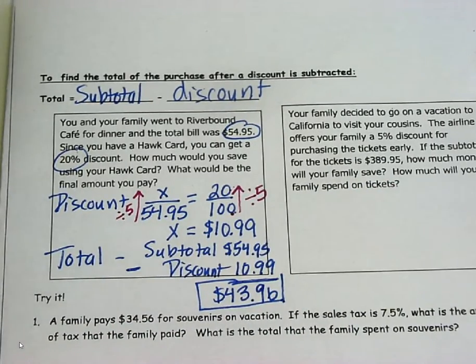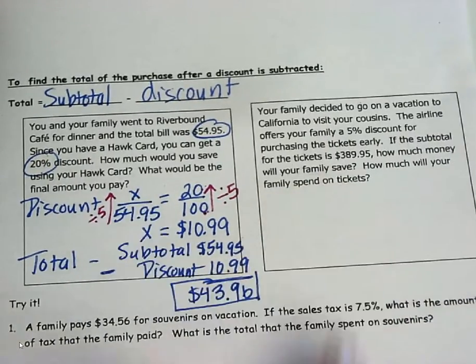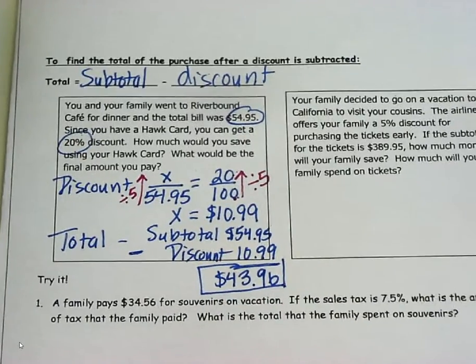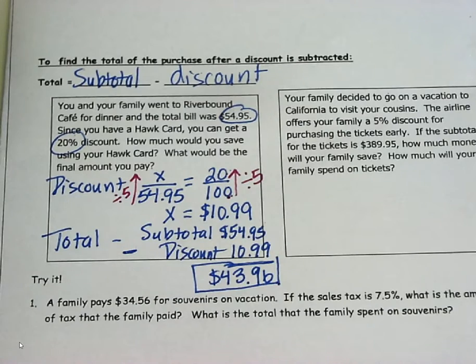Okay, we've looked at several examples of tax, tip, and discount, or an example of each. There are some more problems here. You have another discount problem to try, and then you have these try it problems here. So I would like you to finish those problems, and then we will go over them when you're done. And that's it for our lesson on tax, tip, and discount.